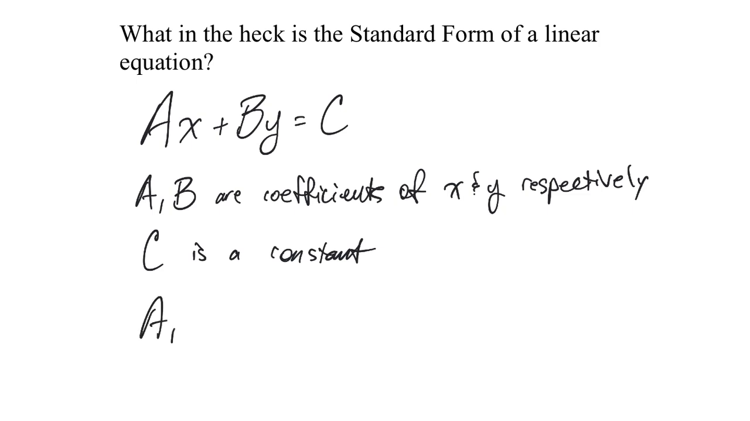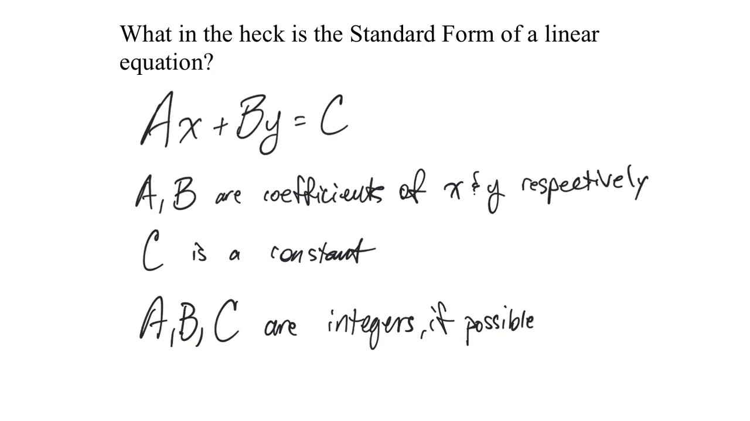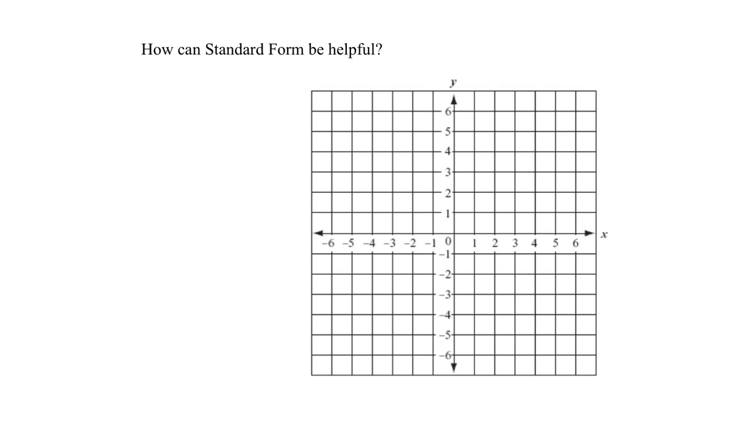And then A, B, and C are integers, if possible. Okay, that's the goal. Let's expand on this a bit. How can standard form be helpful? Let's say we have an equation 2x plus y equals 4. Well, it tells me my intercepts really fast.